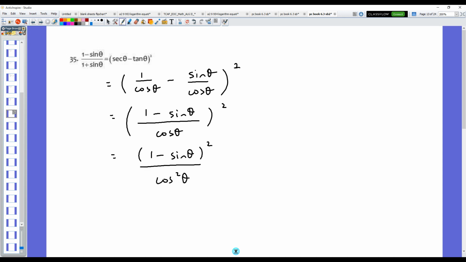Okay. Notice your target here has no cosine. It'd be nice if I could get rid of that cosine. On top, I have 1 minus sine, and so far I have a 1 minus sine squared. So it'd be awfully nice if I could lose one of those. So I'm not going to distribute or FOIL the top. I'm going to change the bottom first.